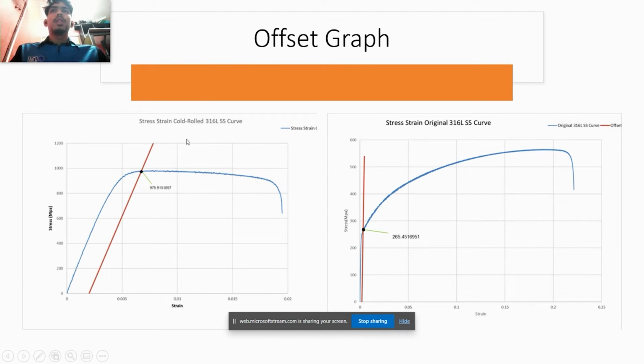Next, the offset graph. This offset graph is intended to get the value of yield strength for each material, where the blue line is the stress strain curve and the red line is the offset. The value of offset has been obtained by calculating using the modulus of elasticity value. The yield strength is found where the intersection of these two lines is met, which for the stress strain cold roll is 975.915 megapascal, and for original is 265.452 megapascal.